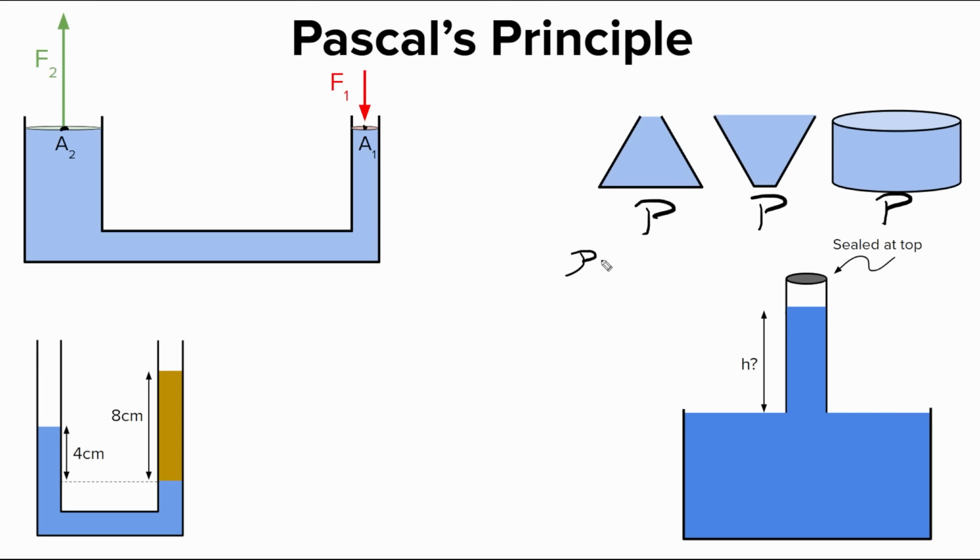Pressure is rho g h. At the same depth in a non-moving fluid, the pressure has to be the same. You might be like, wait, shouldn't this one have more pressure? There's more weight of water above it. Well, the pressure at the bottom is the same. The force will be bigger.